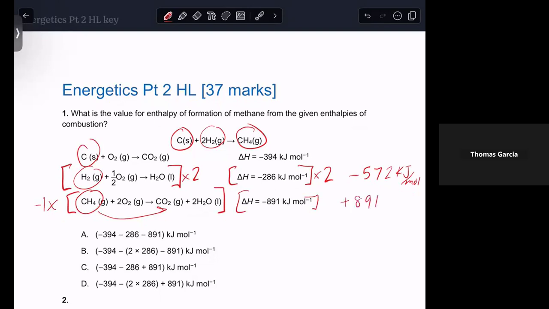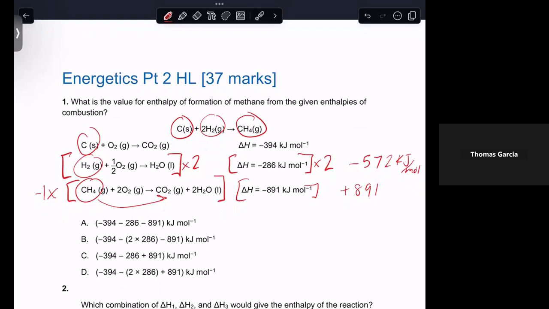Now, when I add up all the math, I have negative 394. So all of these start with that, which means they're good. Minus 572, or 2 times 286. So we have that here, but not on A, not on C, so it's got to be B or D at this point. And then finally, plus 891 right there, plus 891. So our correct answer is D. Let's go ahead and actually just highlight that in green.